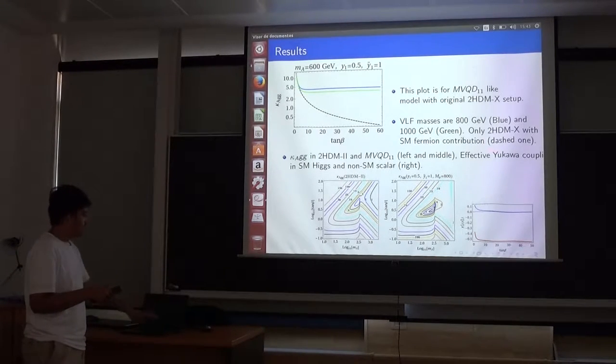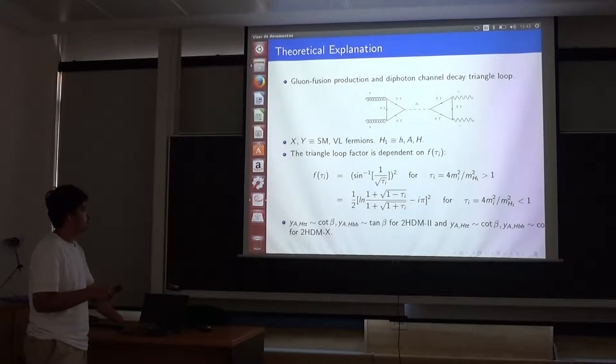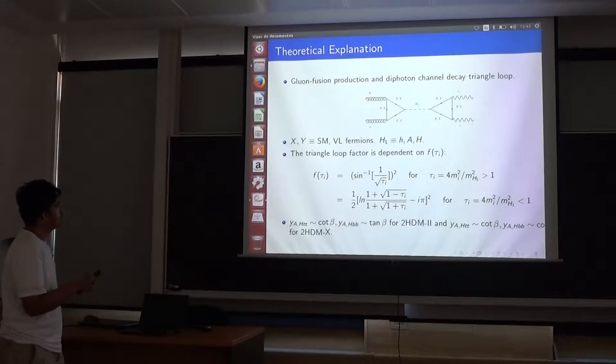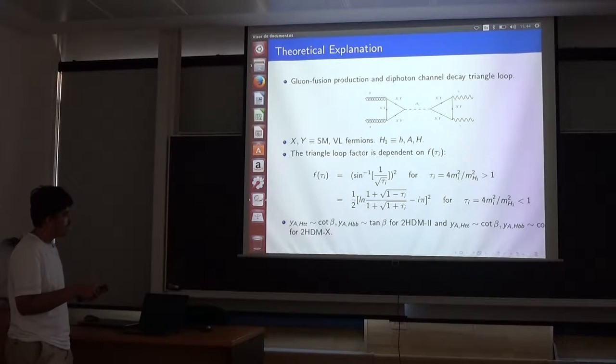So why is all this happening? It is gluon fusion production with gamma gamma channel decay. We look at the gluon fusion part, and x and y can be standard model fermions, both kinds, depending on whether it is h, A or H. So there are various things being taken into account. One is the mixing angle dependence. Mixing angles are the first thing.